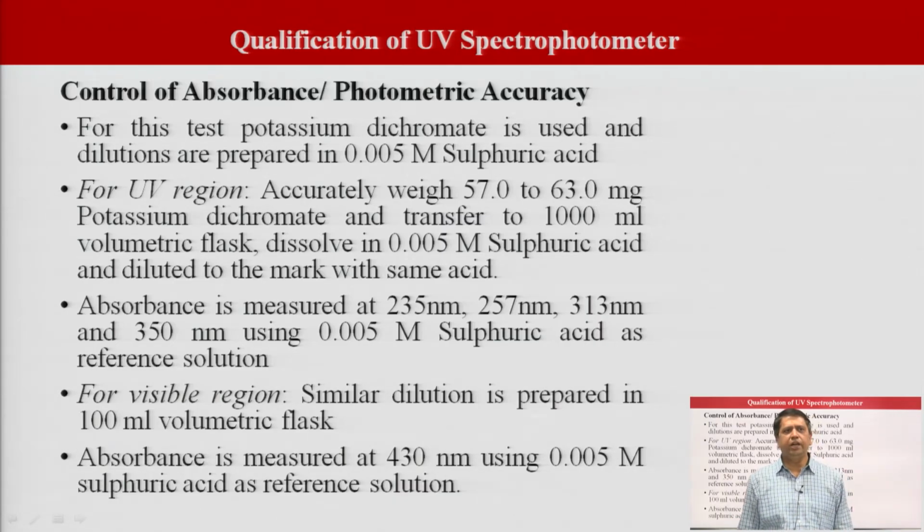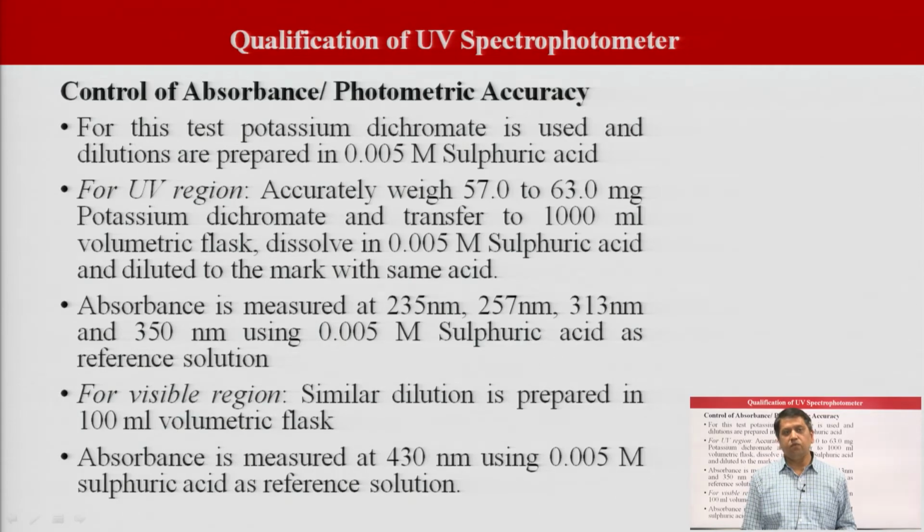So, for the UV region, accurately weigh 57.0 to 63 mg of potassium dichromate, transfer it to a 1000 ml volumetric flask, dissolve it in 0.005 molar sulfuric acid, and dilute to the mark with the same acid. The absorbance is measured at 235, 257, 313 and 350 nanometer using 0.005 molar sulfuric acid as the reference solution. So, this is basically the methodology we use for the UV visible range.